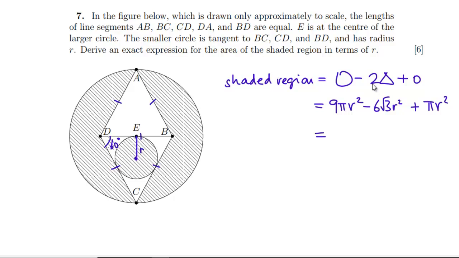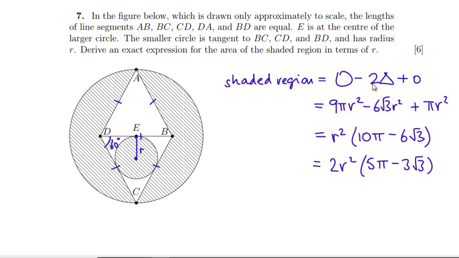Okay, so we've got r squared, what's that, 10 pi minus 6 root 3. I suppose you could take a 2 out as well. So let's go with that, 2r squared, 5 pi minus 3 root 3. That was really, really quick. Yeah, I mean, this thing, we've been through it quite a bit.